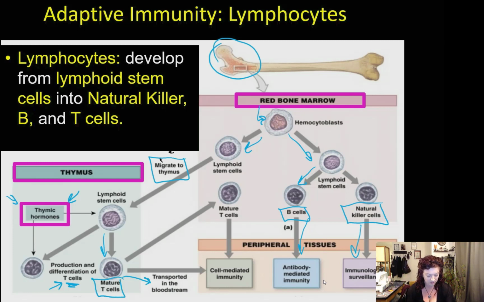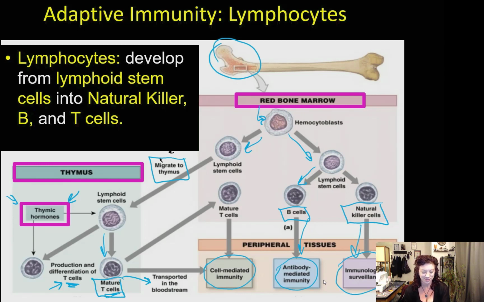T cells, okay, function in cell-mediated immunity, meaning T cells are the ones that inspect your body's own cells to determine if they're healthy, and if they're not, they kill them. B cells participate in antibody-mediated immunity. Remember, B cells are the ones that are going to produce loads and loads of specific antibodies when they're needed. And then finally, you've got natural killer cells, which is probably the coolest name for a cell in the body. You can call them NK cells, but why would you?